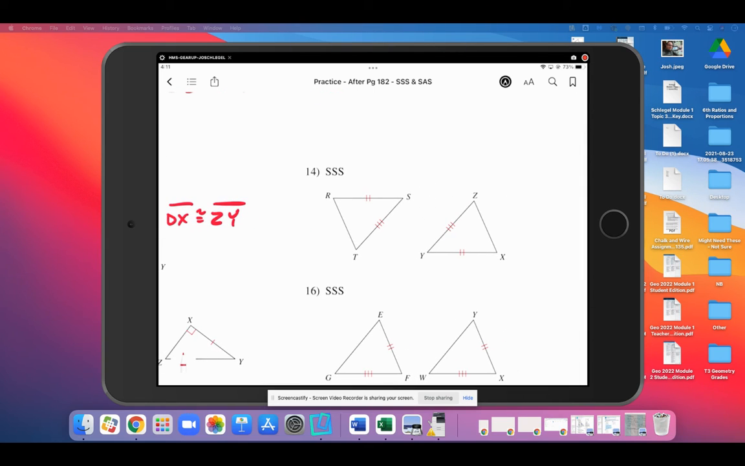Next, we need side, side, side over here. So we would have these are congruent to these. We need the other side, which is RT is congruent to ZX.